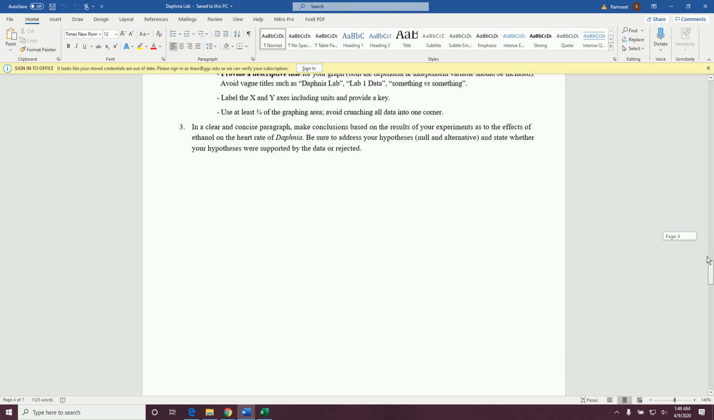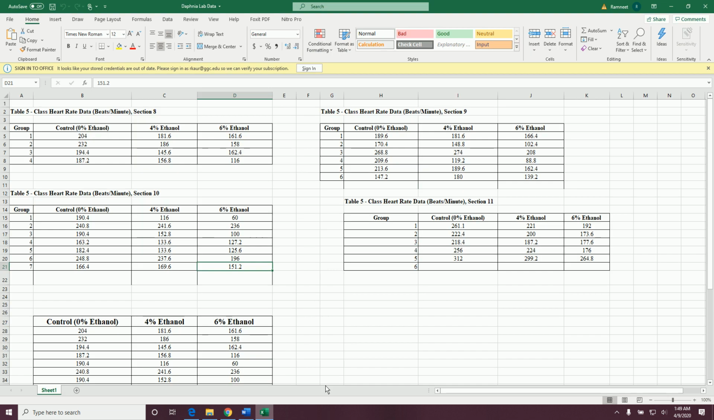And I have provided you with this data. This is data which is not going to fit into your lab manual, because I am providing you with this data so that you could see what kind of results you would have got if you would have performed the experiment in the lab. So if you see here, this is the data from different groups. This is section 8, section 9, section 10, section 11, and these are the different groups in these sections, and these are all average values written here.